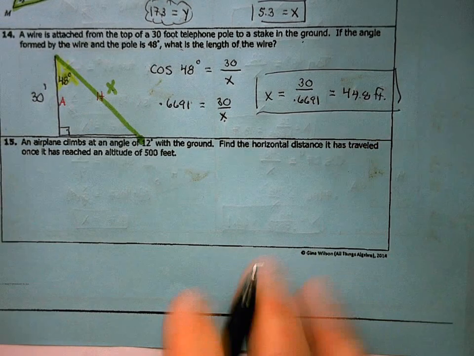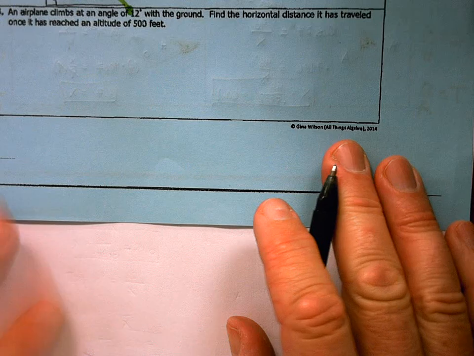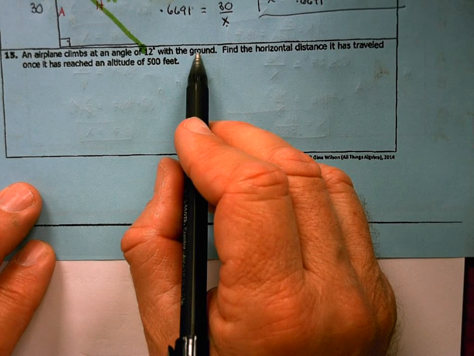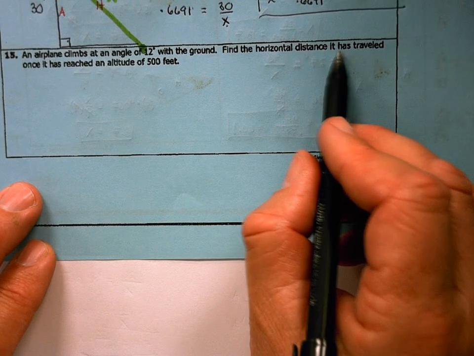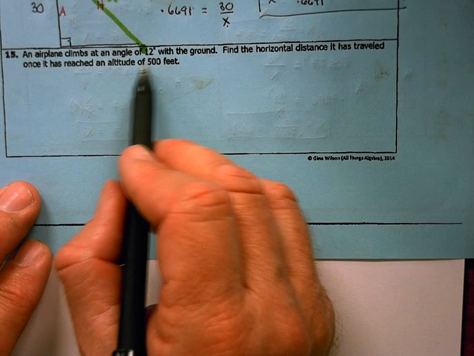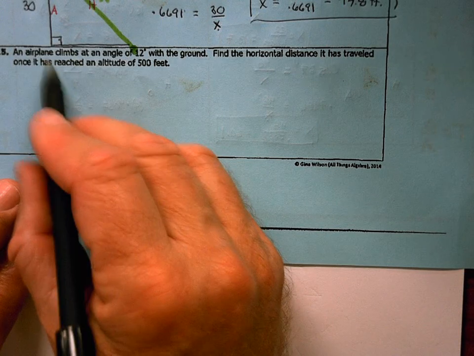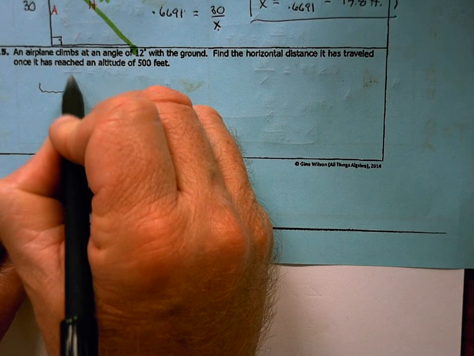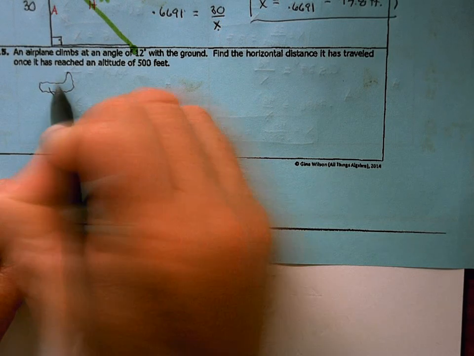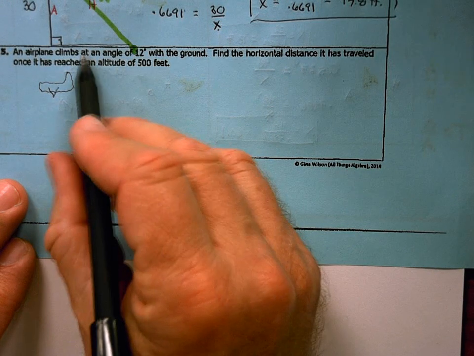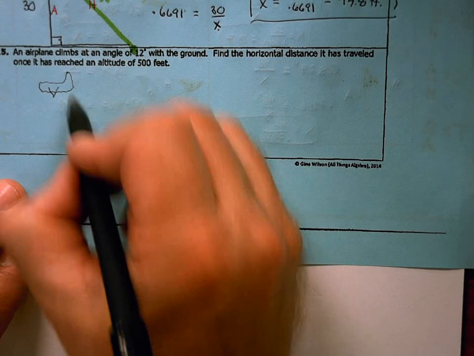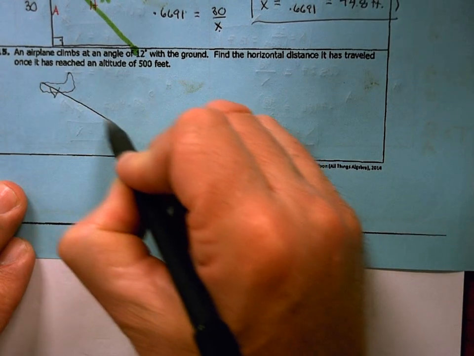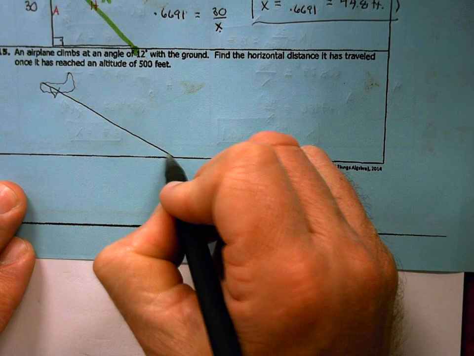Okay. Number 15. An airplane climbs at an angle of 12 degrees with the ground. Find the horizontal distance it has traveled once it has reached an altitude of 500 feet. Okay, so to draw a picture of this, we have an airplane up here. Here is my airplane. Don't make fun of my drawing, but that's my airplane right there. Okay, it climbs at an angle of 12 degrees with the ground. So basically what they're saying is, if you tracked the line that the airplane flew from the ground up, it climbs at a 12-degree angle.